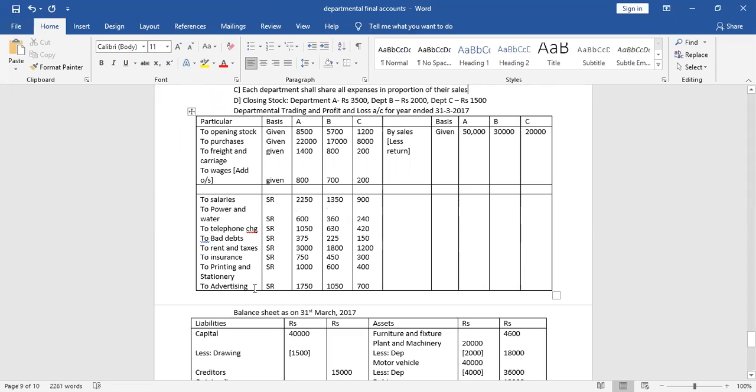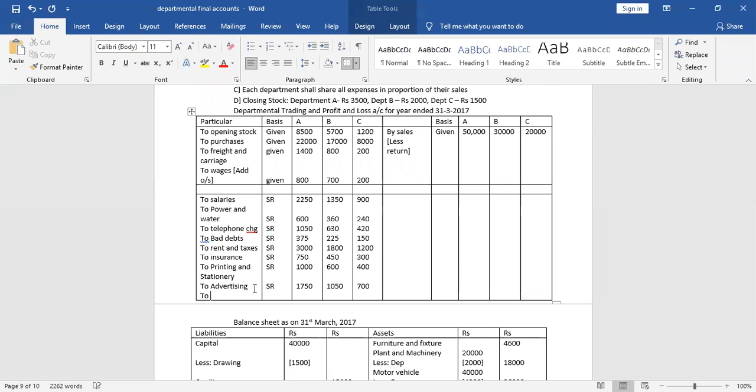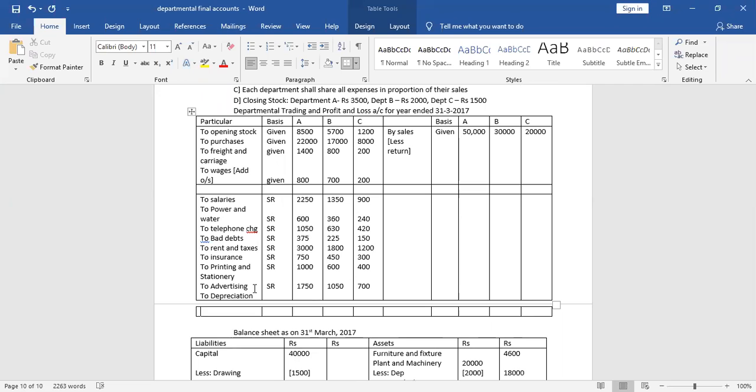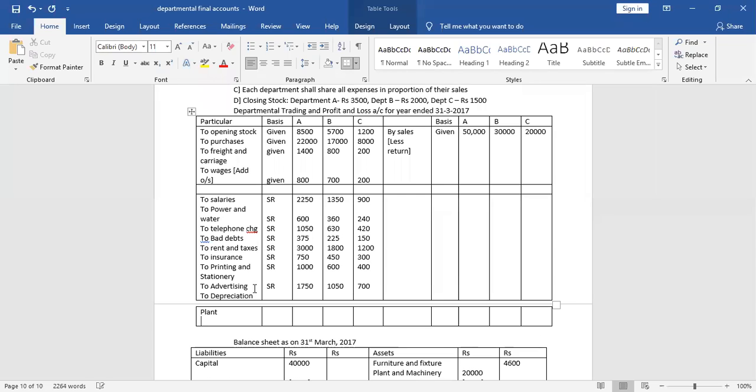Now one more effect we have to give for depreciation. Which ratio do they say? All expenses have to be divided in the sales ratio. So we have two things here: plant and motor vehicle. So sales ratio. This one is 2000. Plant is 2000, so divide 2000 in the sales ratio.